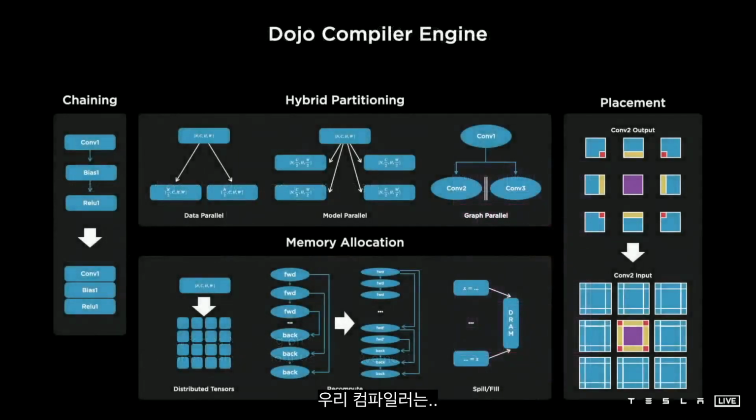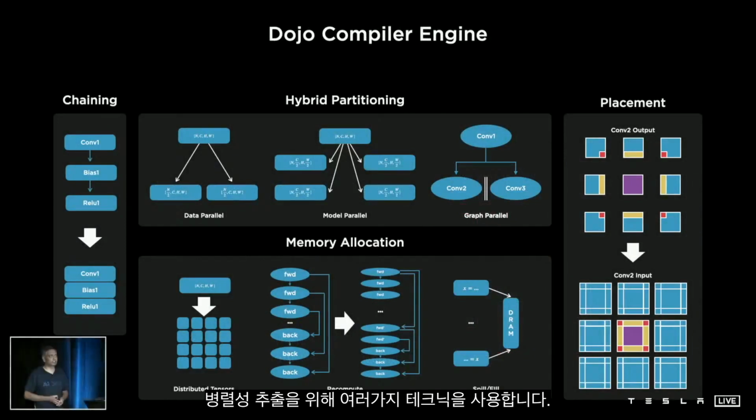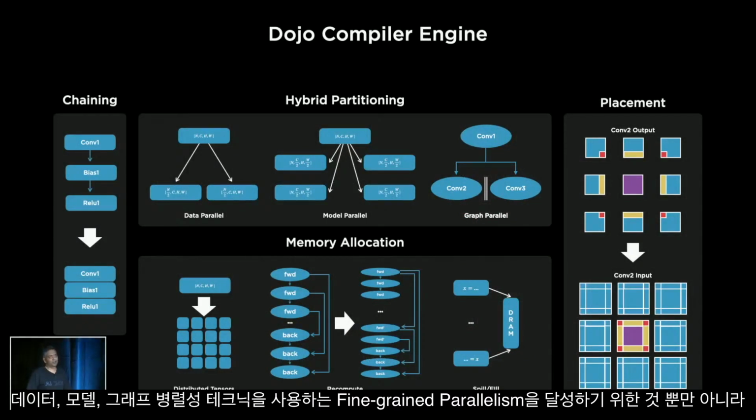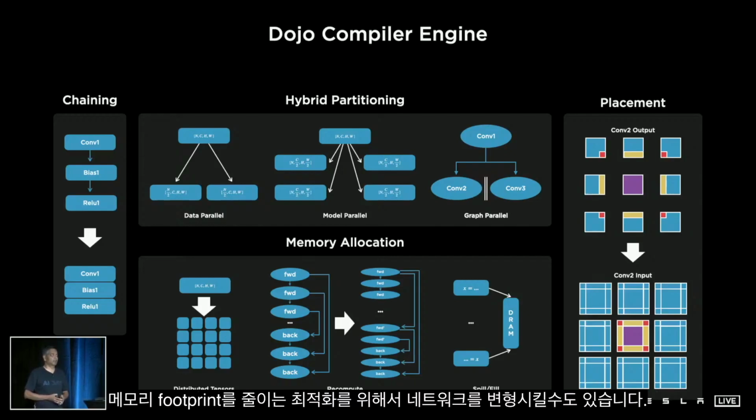Our compiler uses multiple techniques to extract parallelism. It can transform the networks to achieve not only fine-grained parallelism using data model graph parallelism techniques, it can also do optimizations to reduce memory footprints.